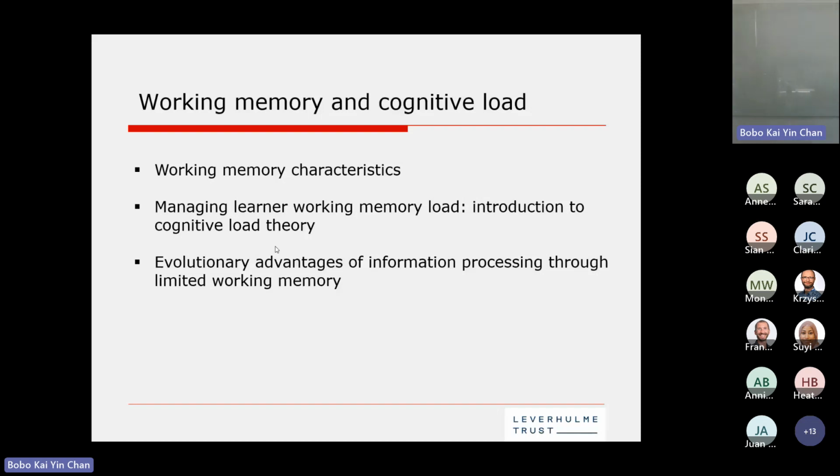I'm using mostly material that I used to present an introduction to working memory and cognitive load theory, for example, to students at UNSW when I was teaching. So pretty much a general, basic introduction with some examples. And then we finish by addressing that other perspective a little bit, the evolutionary perspective. What are the evolutionary advantages of information processing through limited working memory? Are there any advantages of this limited working memory? There should be some if we evolved with this limited working memory.